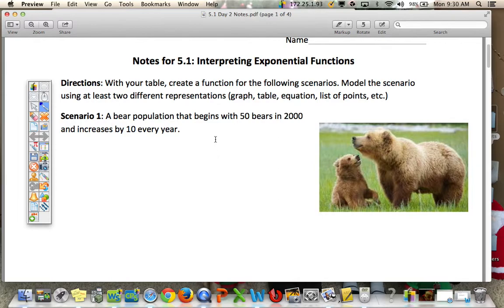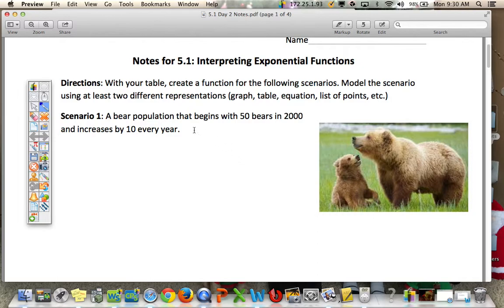In class today, we look at two different situations and we try to come up with two different representations for each. So here are the directions. With your table, create a function for the following scenarios. Model the scenario using at least two different representations: a graph, a table, an equation, a list of points, etc.